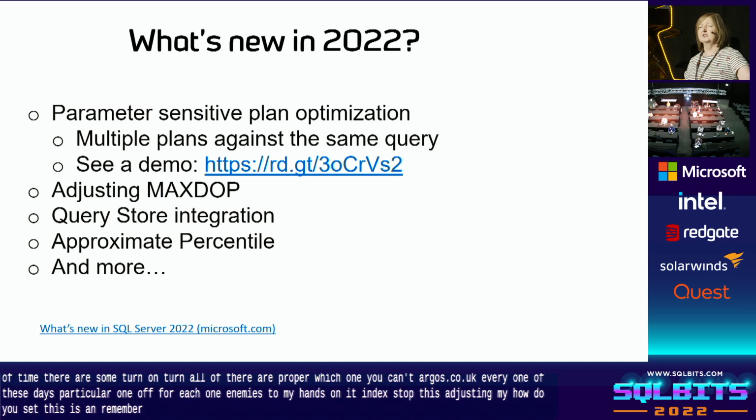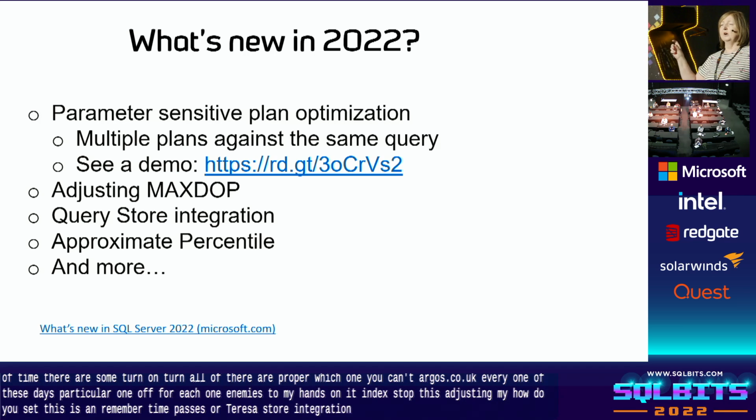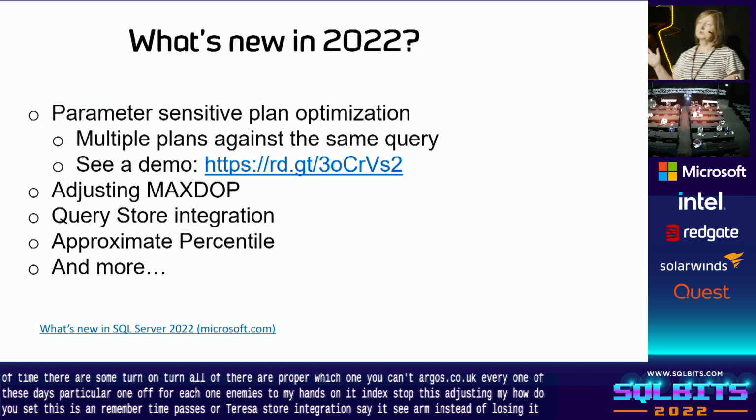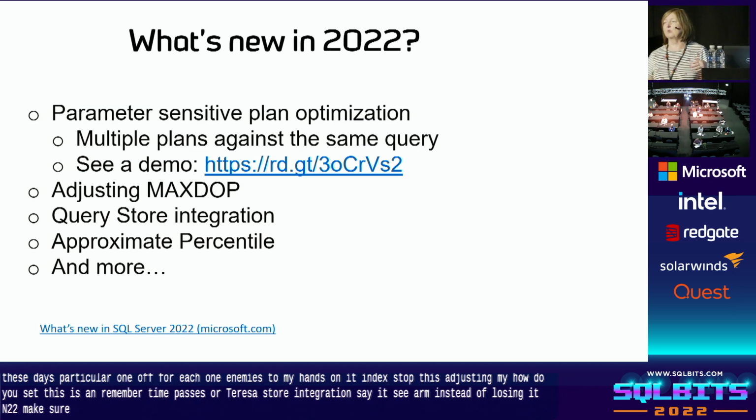Some of these features, like if time passes and a plan comes out of cache, you kind of lose it, or if you restart SQL, you lose it and start over. So query store integration will keep these, like let's say the memory grant. It'll keep that instead of losing it. The approximate percentile, like I mentioned, and a few more. So 2022, make sure you go back and look at all the recordings from any of the Microsoft speakers after you get home, whenever they're available.